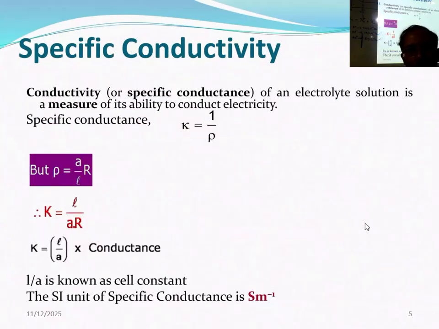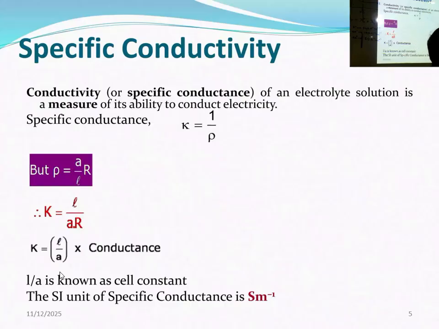Specific conductance also I have discussed. Now, one thing I have not told you: L by A is called cell constant. Be careful. Kappa equal to L by A times conductance. Now this L by A is called cell constant. What is the importance of cell constant?